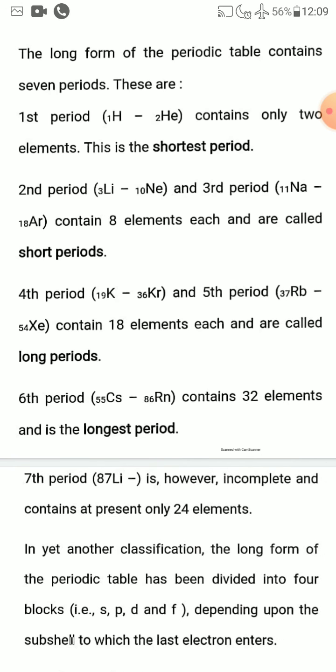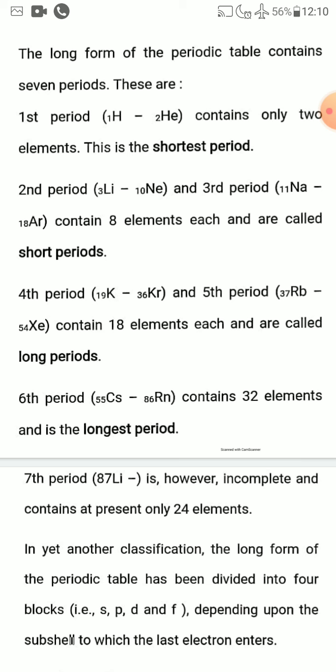Now see the characteristics of periods. In the long form of the modern periodic table, there are a total of 7 periods: first, second, third, fourth, fifth, sixth, and seventh period. The first period contains two elements, hydrogen and helium, so it is the shortest period because it contains only two elements.